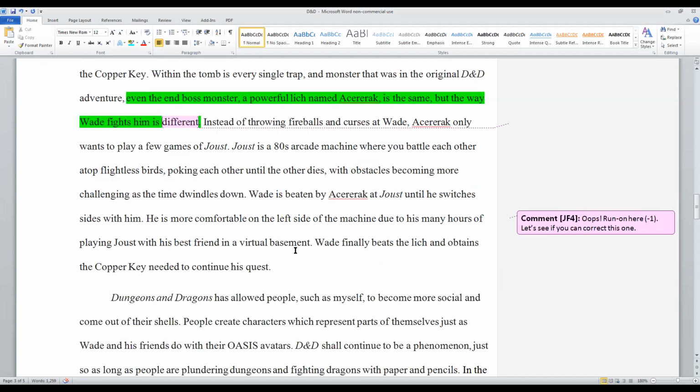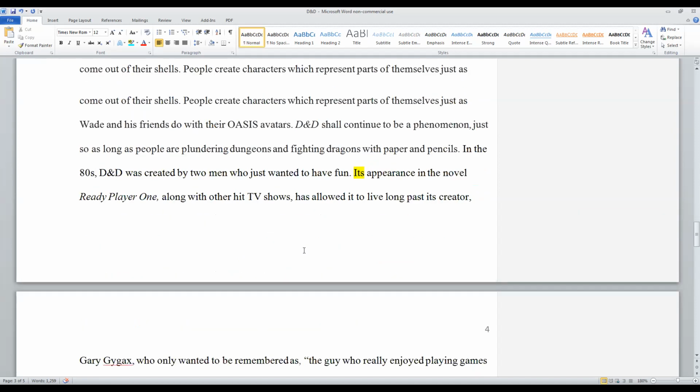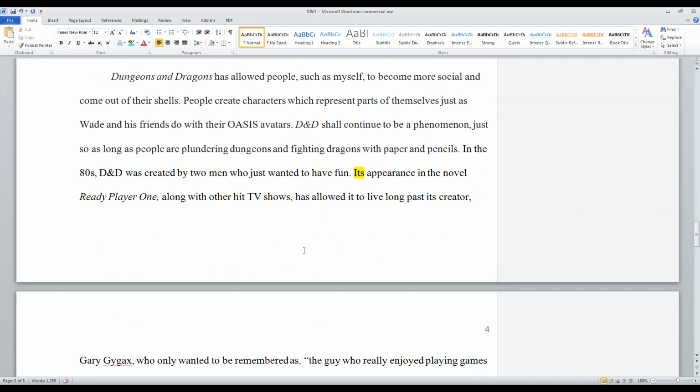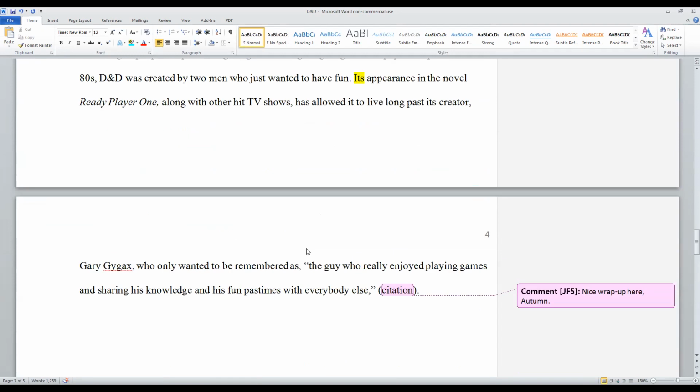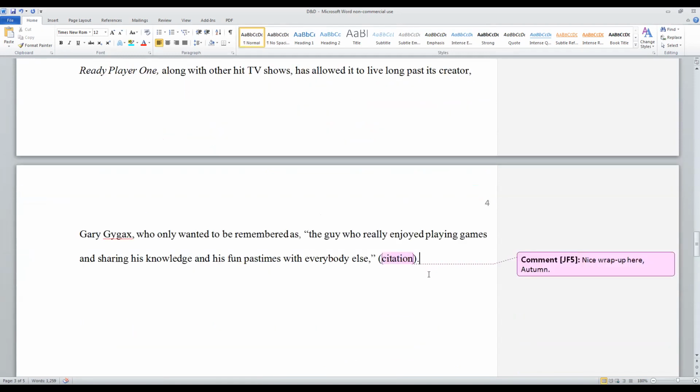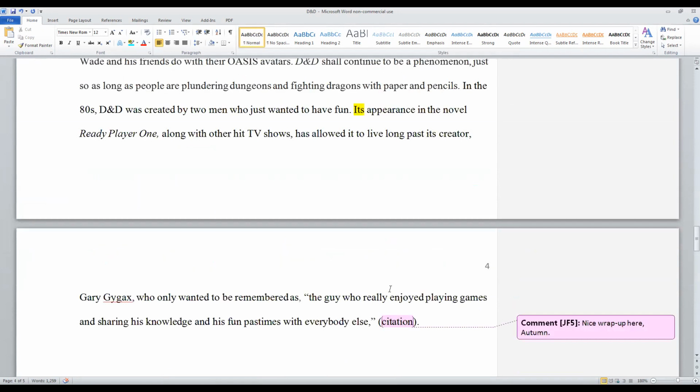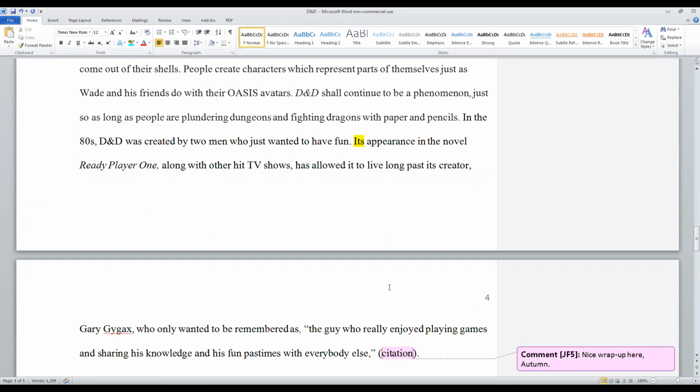And then she concludes, Dungeons and Dragons allow people, and she says, she gets personal here, dropping into the first person, such as myself, to become more social and come out of their shells. And again, we have a nice closing here. So we're on right here, page 4 of 5. I said 3.5.